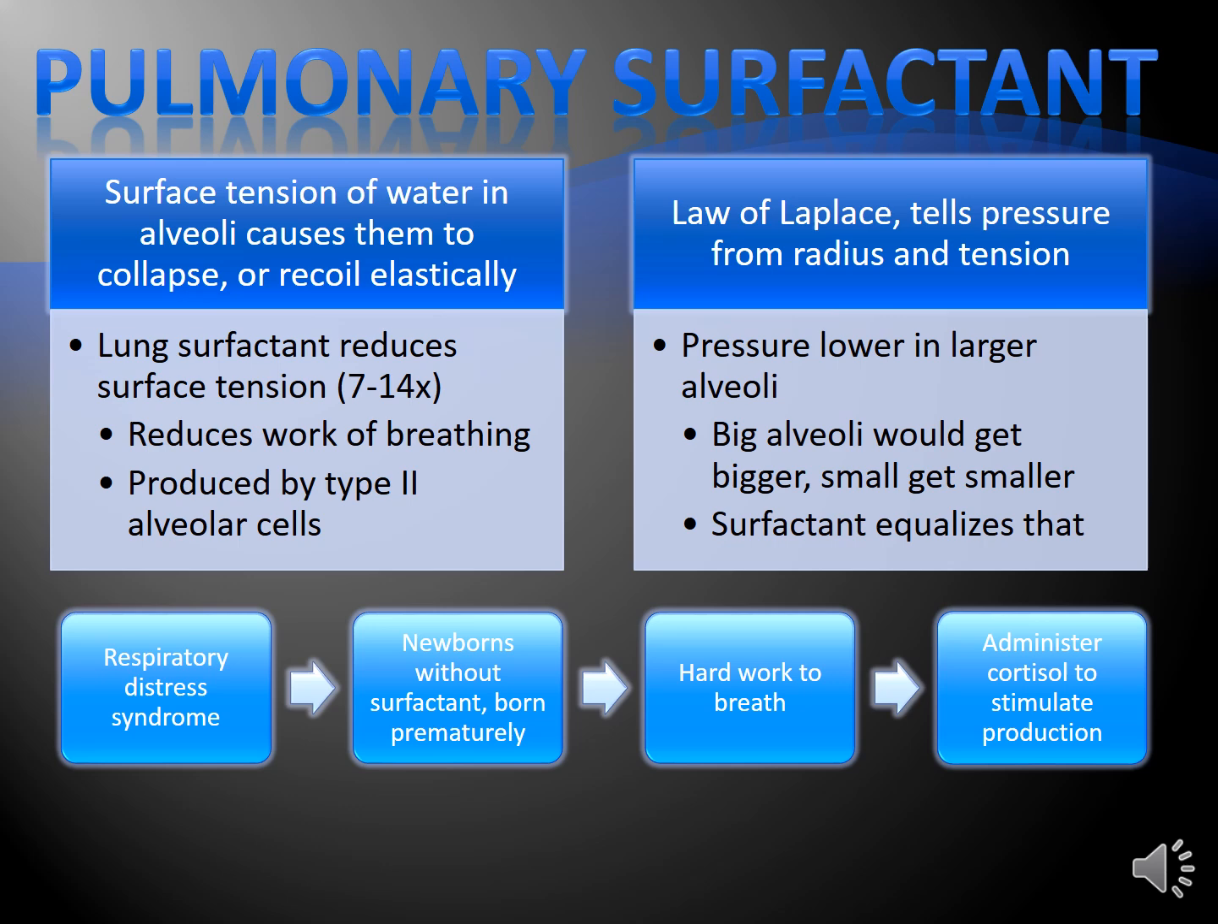And so if you didn't have pulmonary surfactant, then the work of breathing is harder. And so that happens in premature newborns because they don't have pulmonary surfactant. It happens in the elderly because they don't make as much surfactant. And it just means that inflating the lung is hard work.